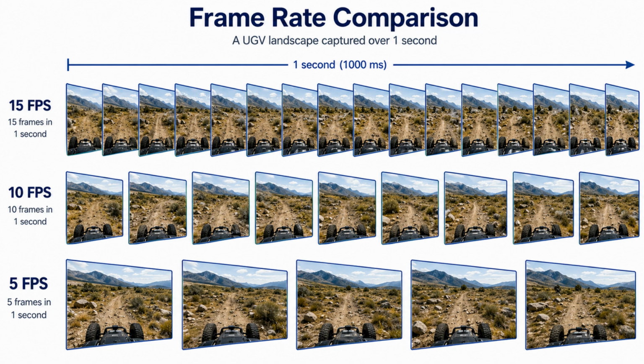This image compares how the same landscape is captured at 5, 10, and 15 frames per second over a 1-second interval. At 5 FPS, only 5 images are captured, so the movement between frames is larger, and the video can appear jerky. At 10 FPS, the camera captures twice as many frames, making the motion more continuous and easier to follow. At 15 FPS, the frames are much closer together, producing smoother motion and better visual tracking.